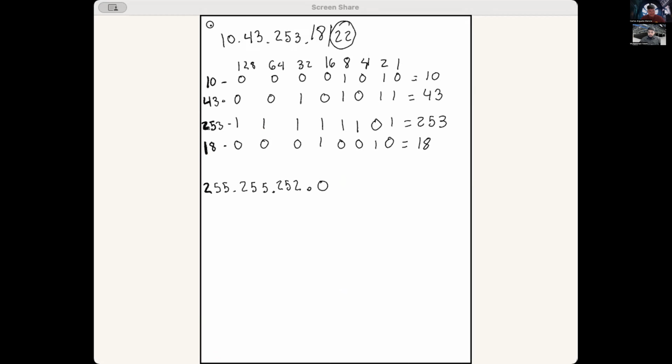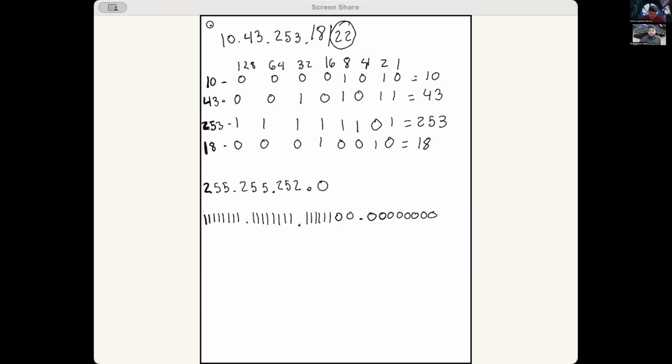So this time our network portion is up till the 252. So let me write out the subnet mask in binary. We know this is going to be 1s: eight 1s, eight 1s, six 1s, and then the rest zeros.